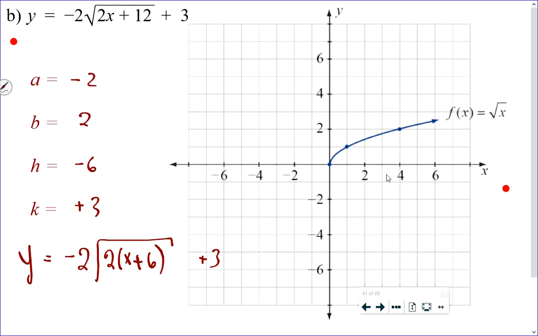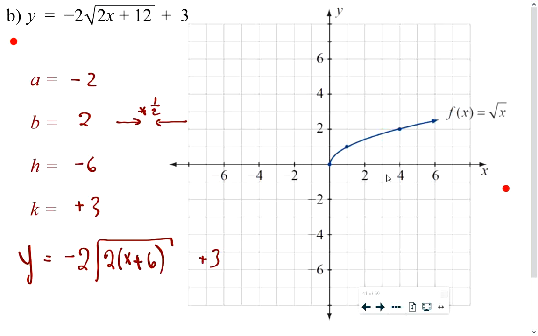Okay, so what happens? a is negative 2. This graph needs to be stretched vertically by a factor of 2 and reflected vertically. b is 2. This graph also needs to be stretched horizontally by a factor of a half. I'm going to choose to write that down: this is a stretch by a factor of 1/2, the reciprocal of b. After we have reflected vertically and stretched horizontally, then we can worry about shifting everything 6 to the left and 3 up.